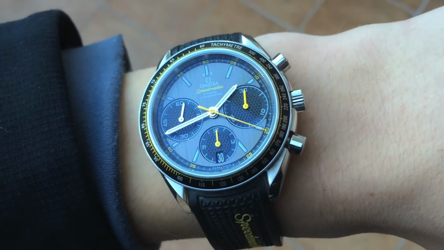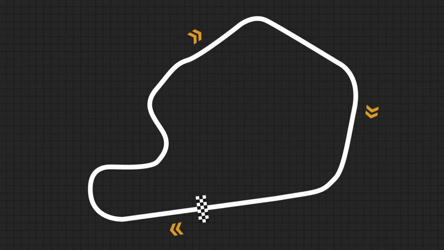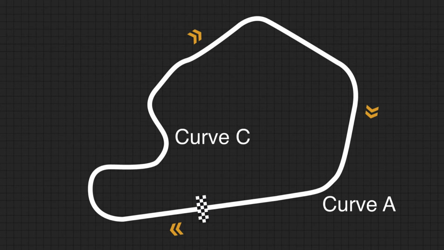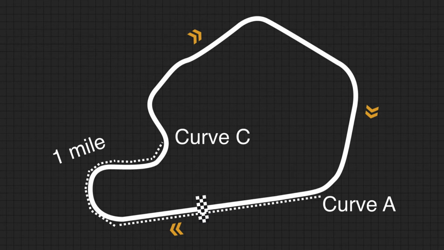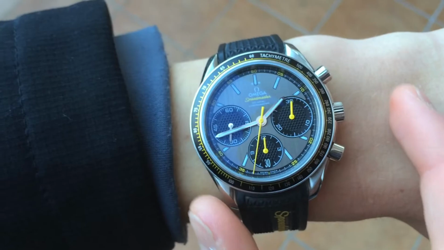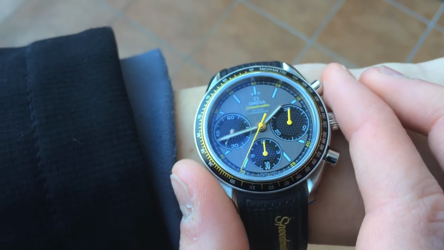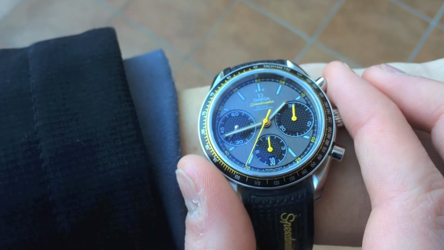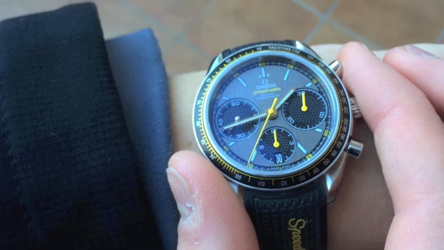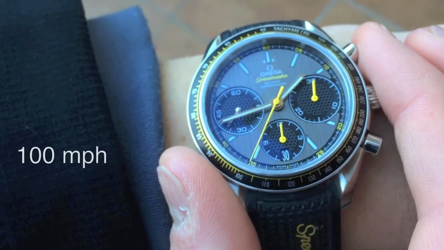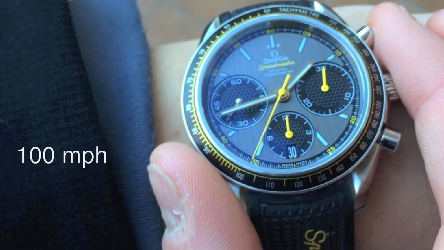Keep in mind, you can use other units of measurement. For example, the race magazine also tells you there is a distance of 1 mile between curve A and curve C. Repeating the exercise, it takes the car 35 seconds to cover this distance. The tachymeter scale now indicates slightly above 100, meaning the car's average speed was just above 100 miles per hour.